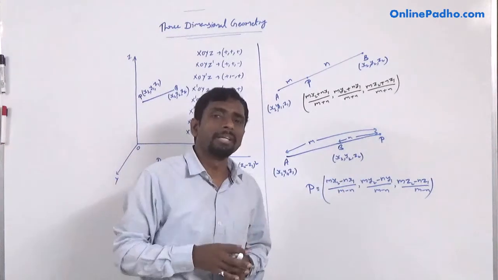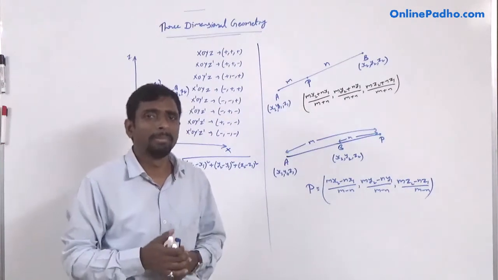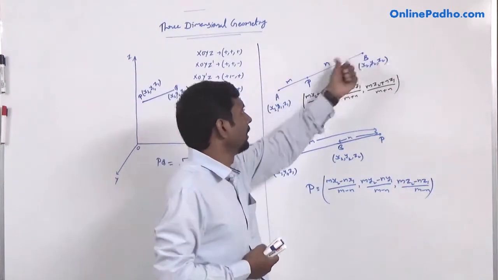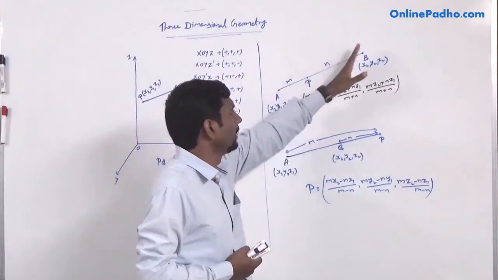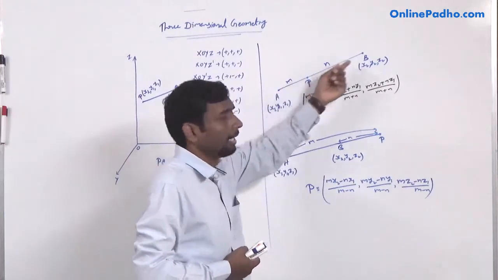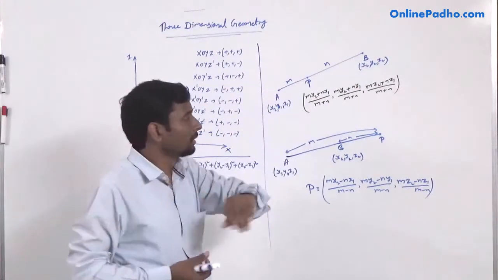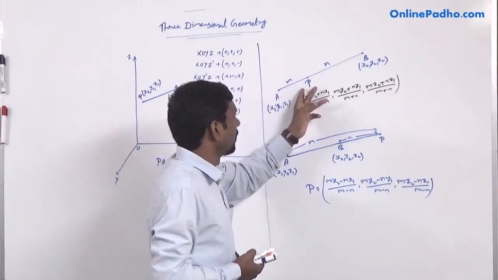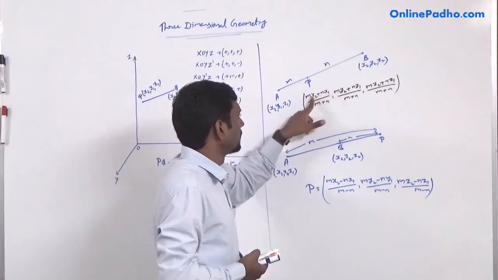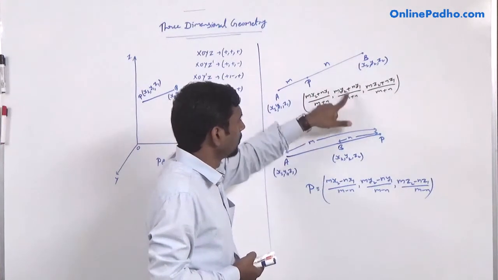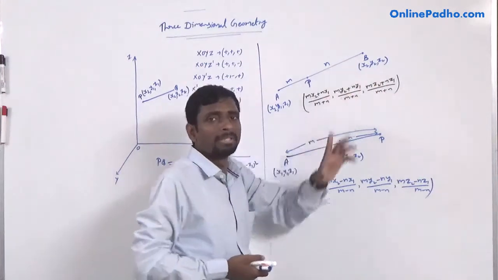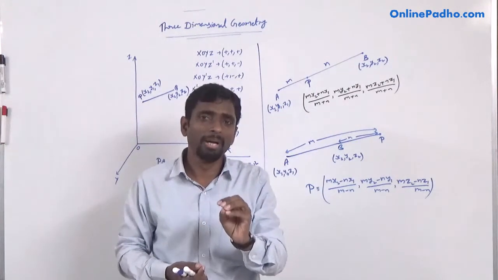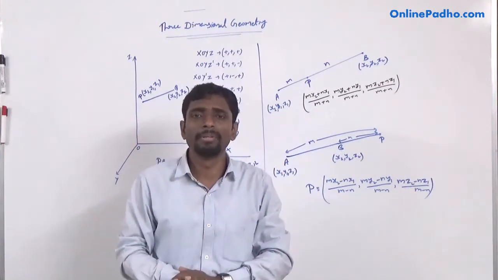Now similarly you can find the coordinate of the midpoint between 2 points, right? If we have 2 points A and B and P is the midpoint between A and B, so we can say that P divides the line AB in the ratio 1:1. So we can consider m and n both will be 1 here. So the coordinate of the midpoint will be (x1 + x2)/2, (y1 + y2)/2, and (z1 + z2)/2. That will be the coordinate of the midpoint, if point P is the midpoint between A and B, right?